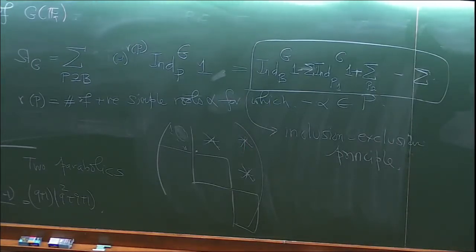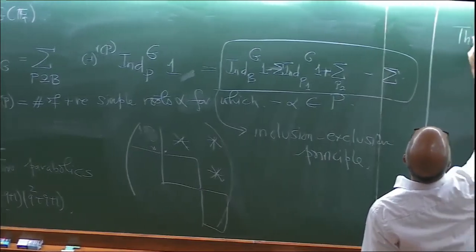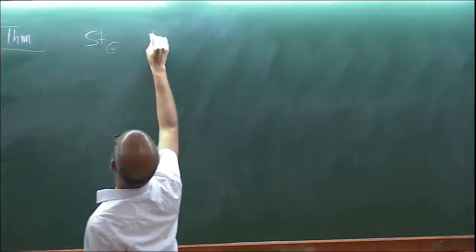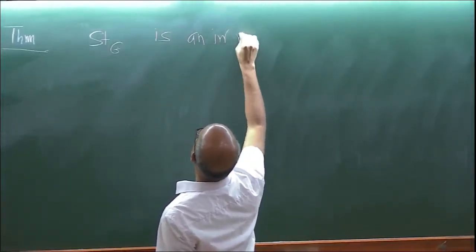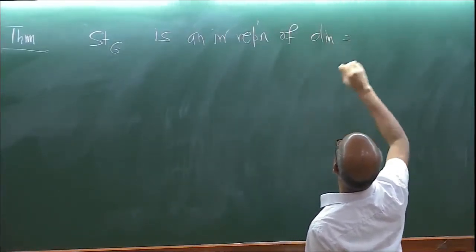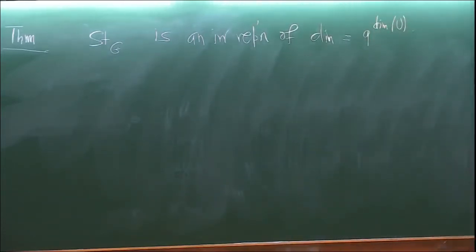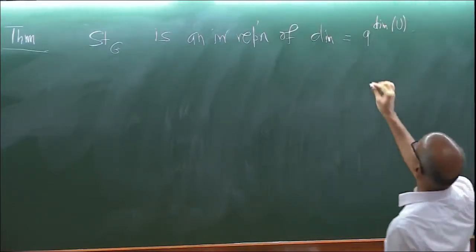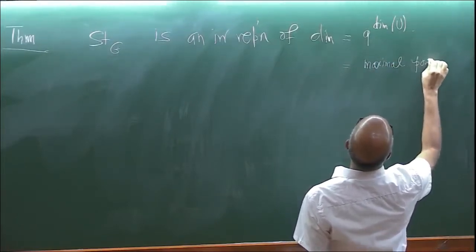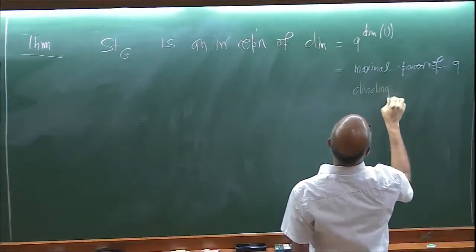And so, theorem: the Steinberg of G is an irreducible representation of dimension equal to Q to the power which is also the maximal power of Q dividing the order of G of Q.